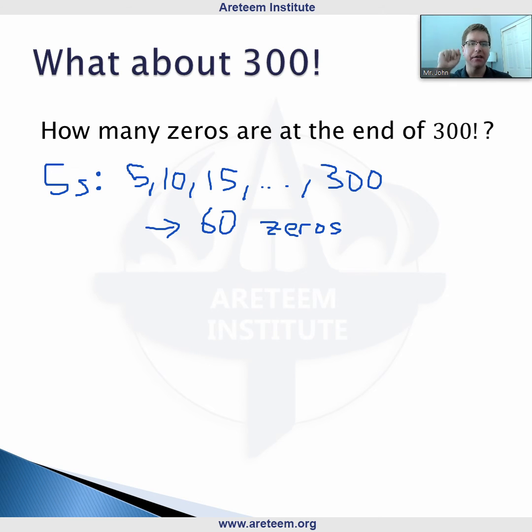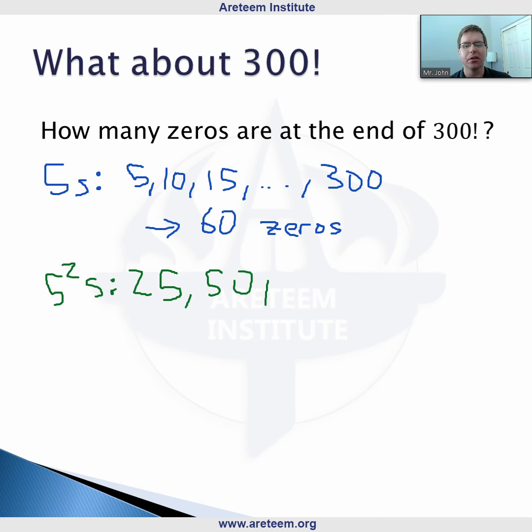So 5 has a 5, 10 has a 5, 15 has a 5, 20 has a 5, 25 has at least one 5. We're counting one 5 for each of these, and every one of those 5s will give us one 0 when we match it up with a 2. Now, we did just say in the previous problem that we have to worry about numbers like 25. What about 5 squares? So 5 squares are numbers like 25. We already counted one 5 from 25, but there's at least a second 5.